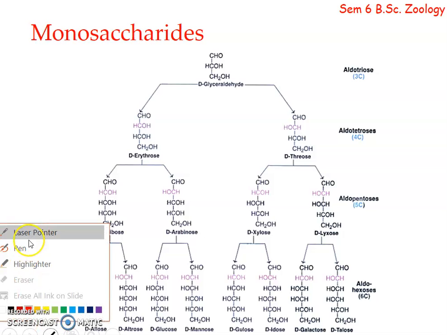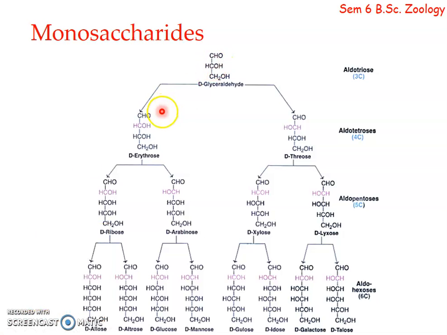Okay, CHO is the same, right? Then HCOH, where OH on the right side forms the third carbon atom, HCOH. CH2OH is the same. Another HCOH has been added in between the first and the second in aldotriose. So another molecule has been added.